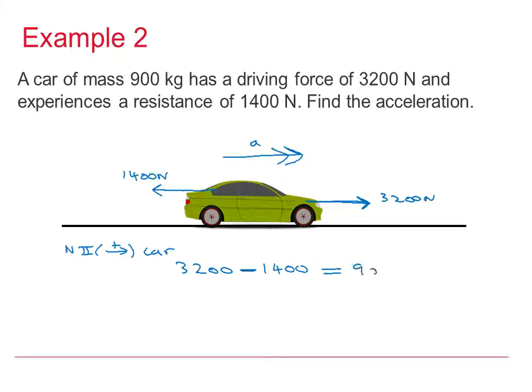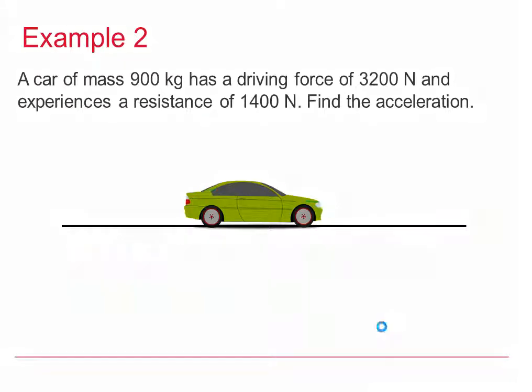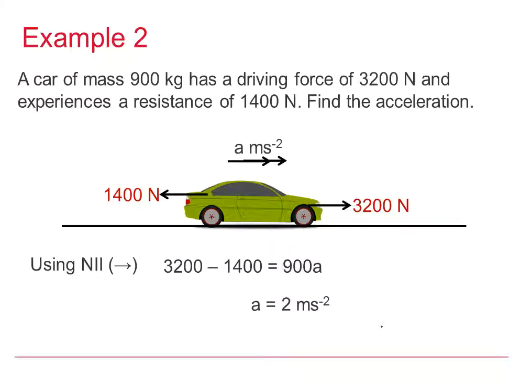The mass is 900 kilograms, and the acceleration, according to my diagram, taking the right as positive, is A. So 1,800 equals 900A, and the acceleration is 2 meters per second squared. Notice the acceleration is constant because the forces are constant. And we can see the method set out there.